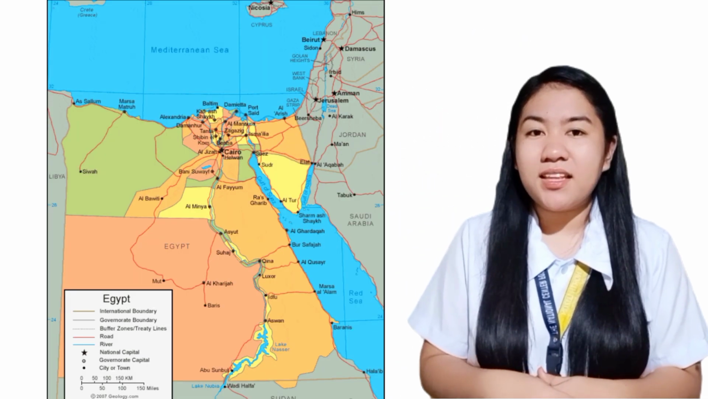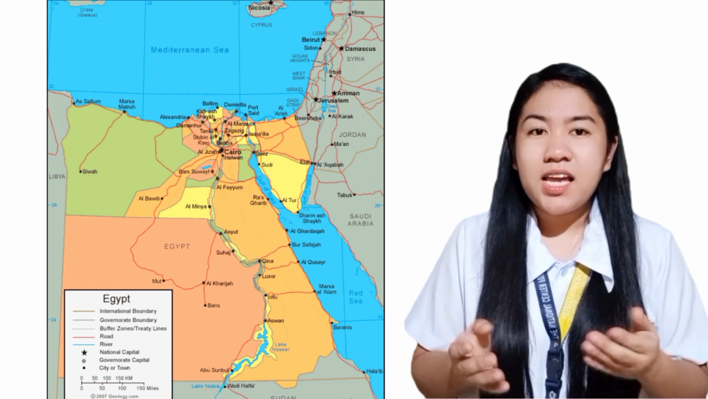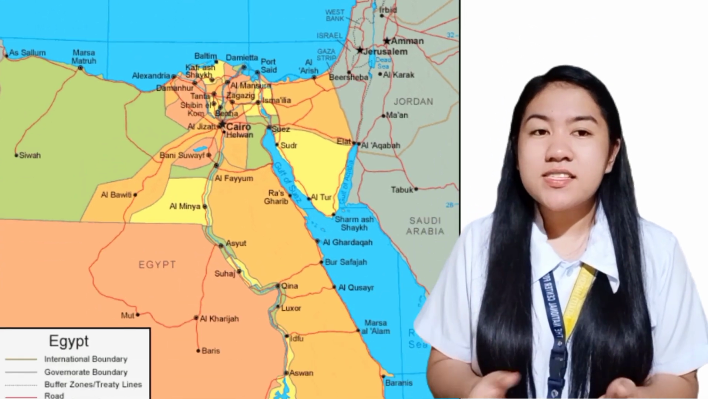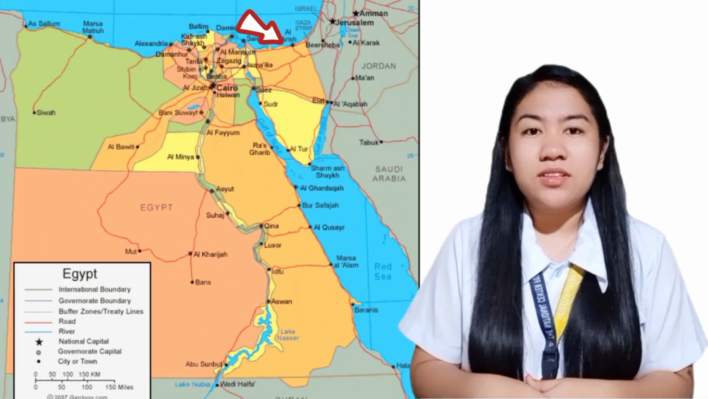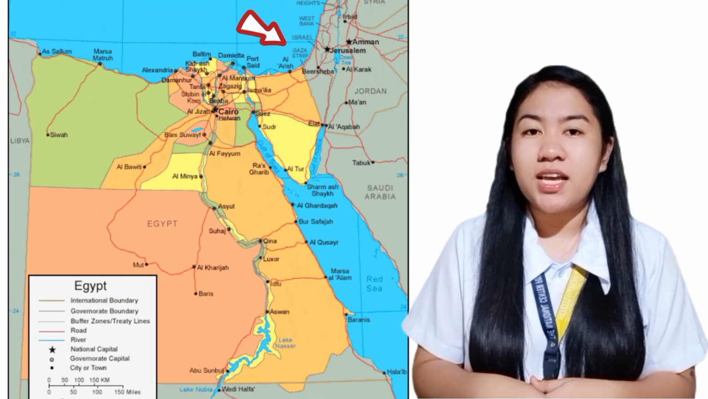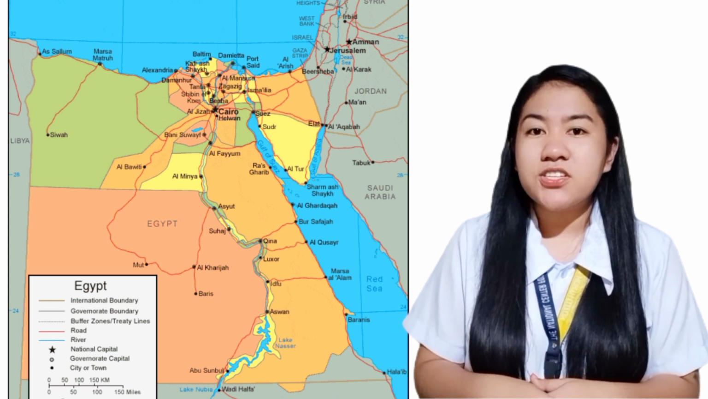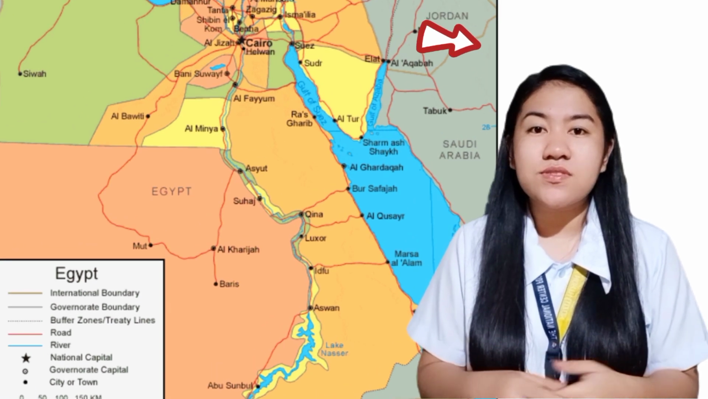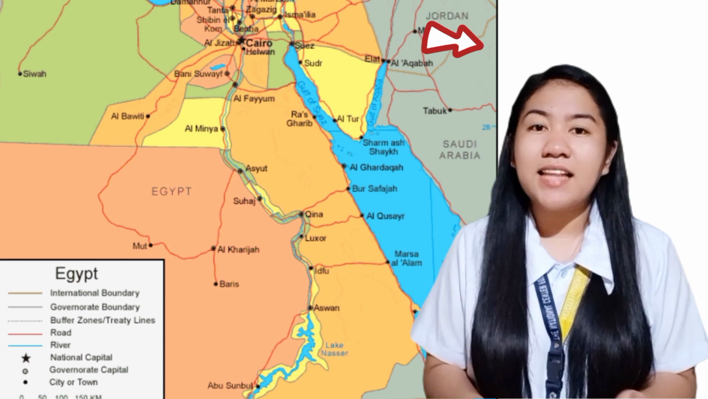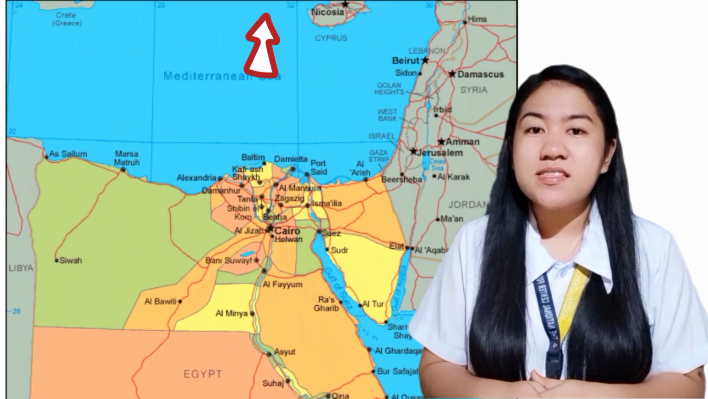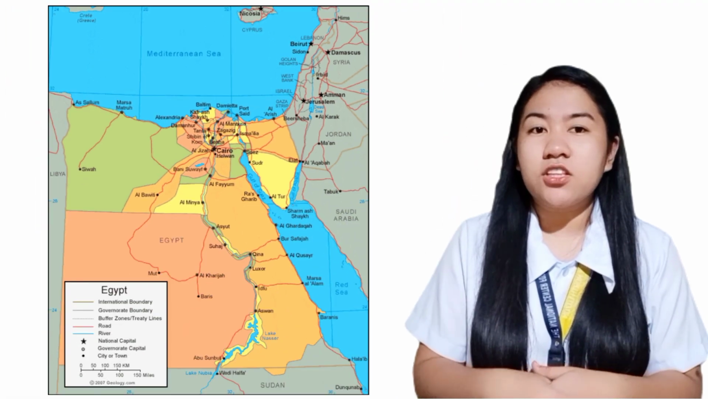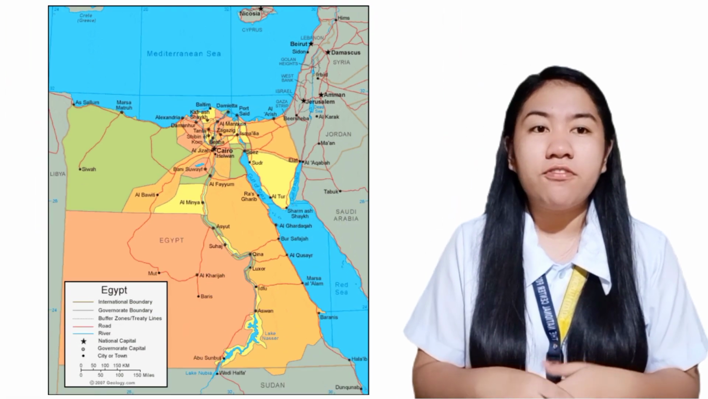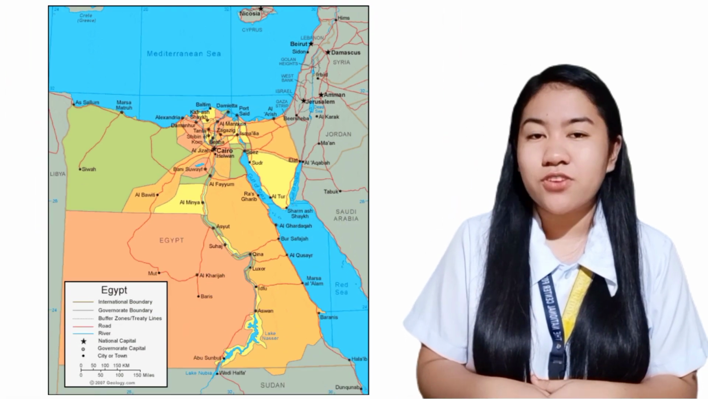Now, let's go to Egypt. Egypt is located in northeastern Africa. Egypt is bordered by the Mediterranean Sea and the Red Sea, Libya to the west, Sudan to the south, and Israel and the Gaza Strip to the east. Its absolute location is 26.8206 degrees north, which is the latitude, and 30.8025 degrees east, which is the longitude. Egypt is in the northern hemisphere, with the center of Egypt being roughly 30 degrees north of the equator.